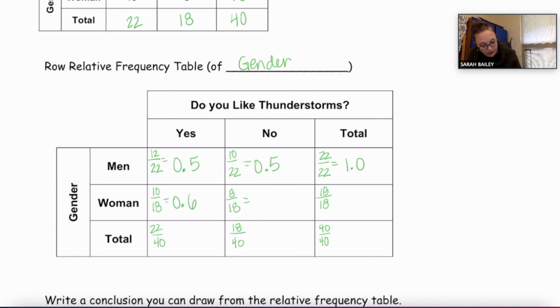8 divided by 18 would be 0.4 to the nearest tenth. And then 18 divided by 18 is 1.0. Now I'm going to do 22 divided by 40, which would be 0.6 when rounded to the nearest tenth. And then 18 divided by 40 would be, well, actually rounded, 0.5. And then 40 out of 40 is going to be 1.0.